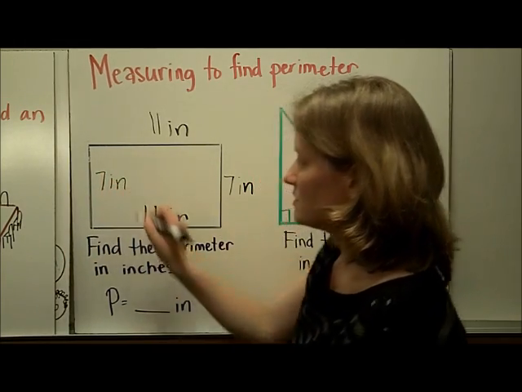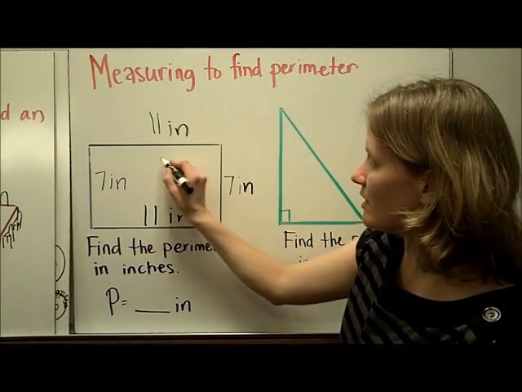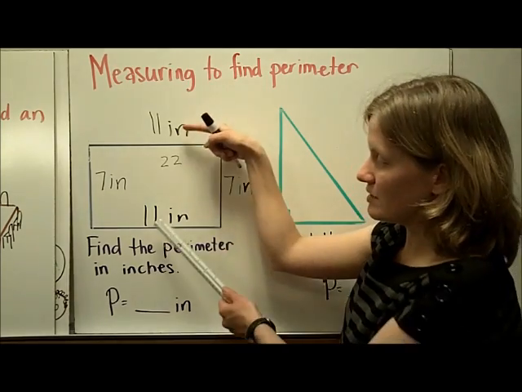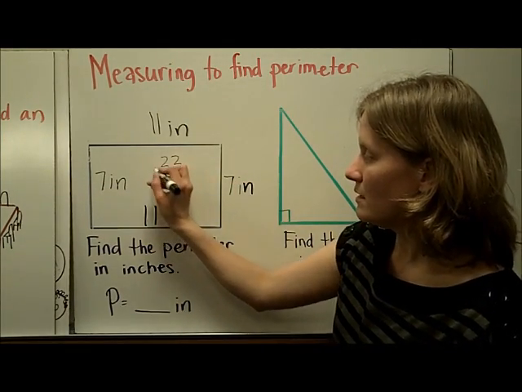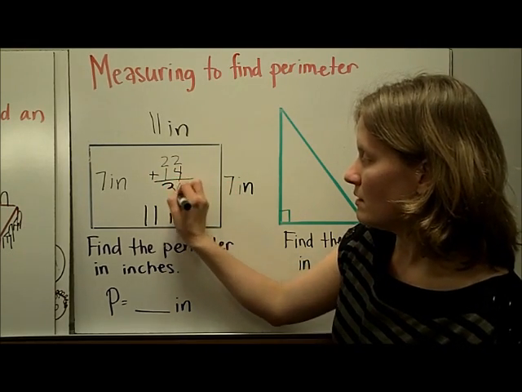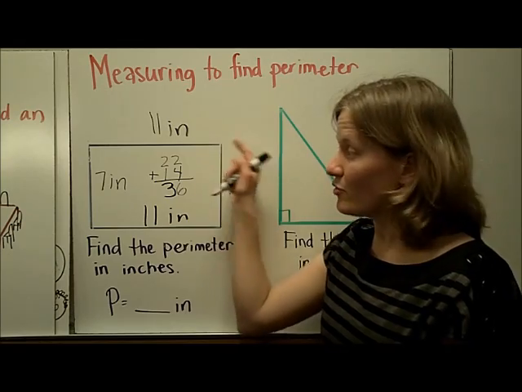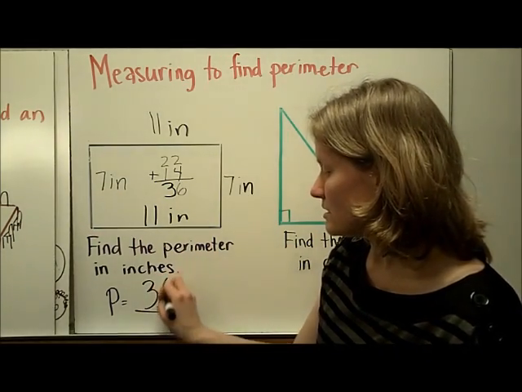So now I'm going to add them together. 11 plus 11 would make 22, the top and the bottom. 7 plus 7 would make 14, and then 22 plus 14 is 36 inches. So the perimeter, or the distance around the outside of this rectangle, is 36 inches.